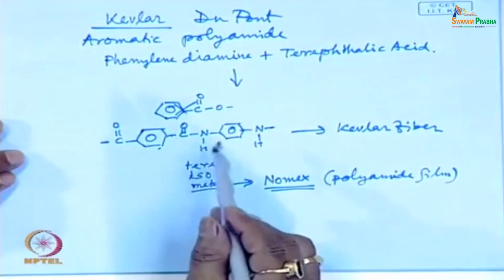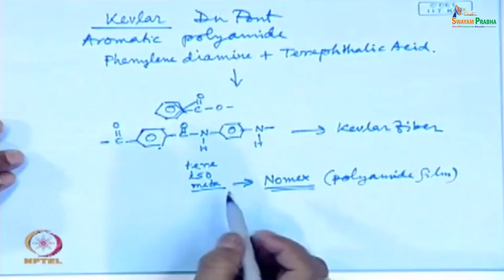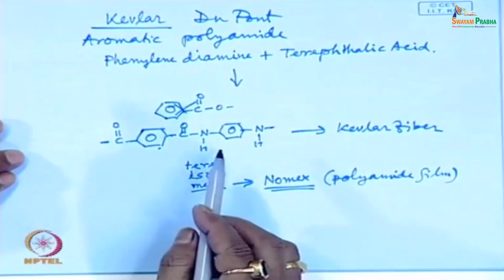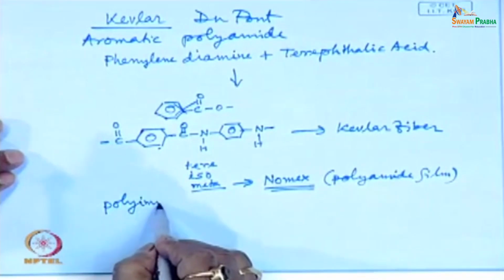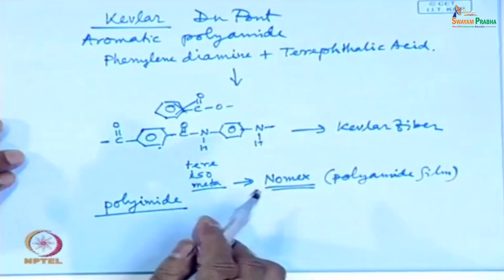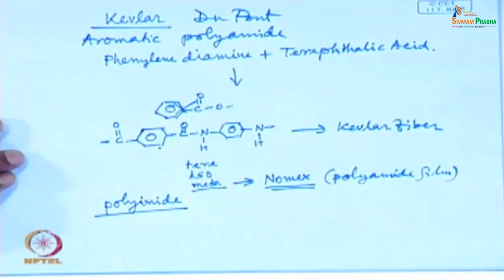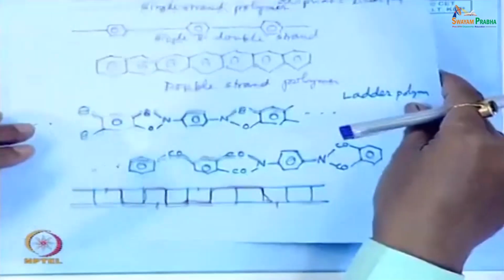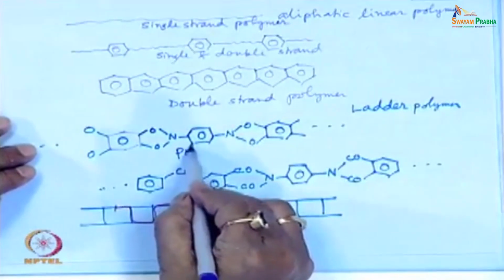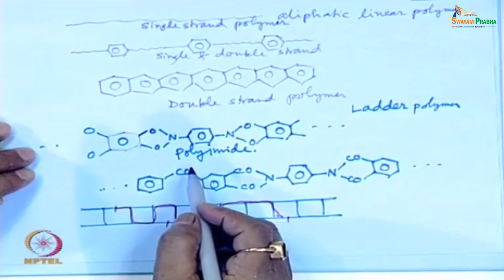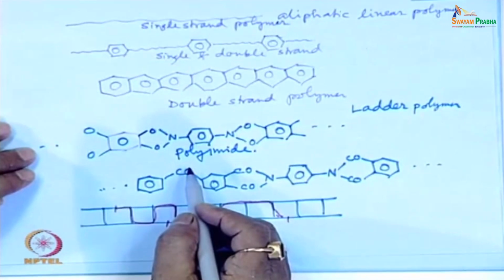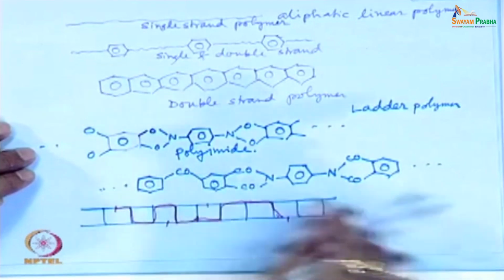Now, this is one polymer, and you can have polyimides, these are polyamide, you can have polyimides. I have shown in the earlier slide, here you see this is a polyimide. Now, these are not so easily processable, you cannot melt it. So, melt processing is not possible.